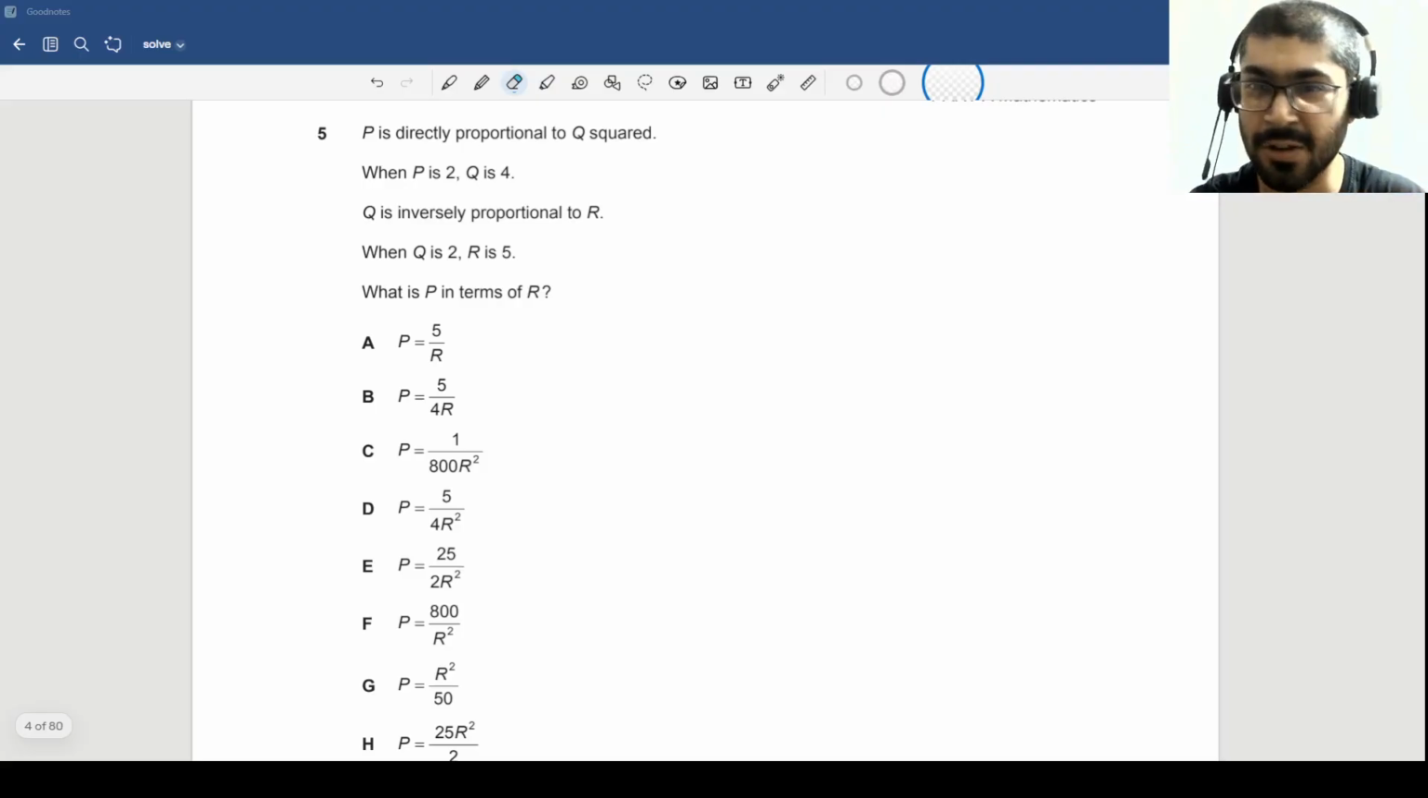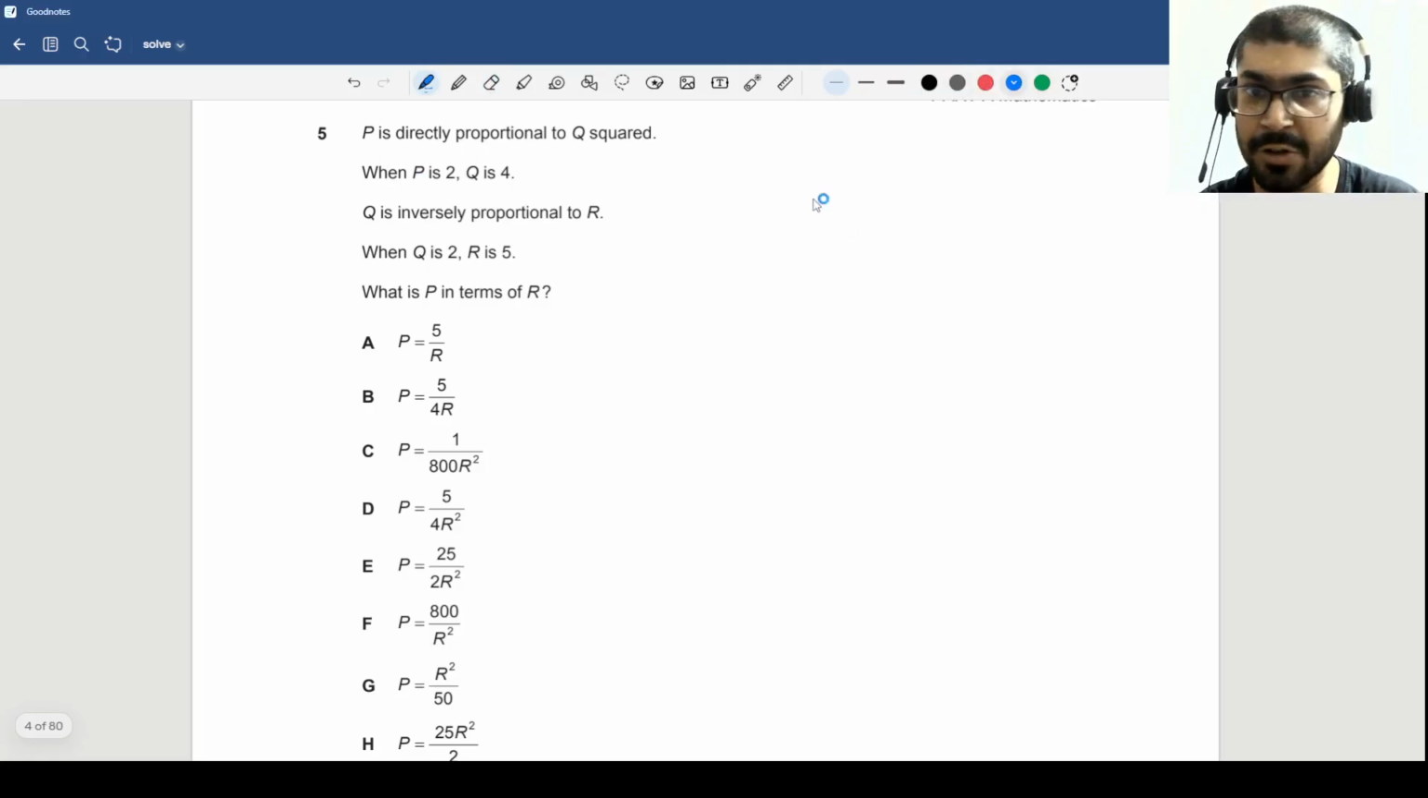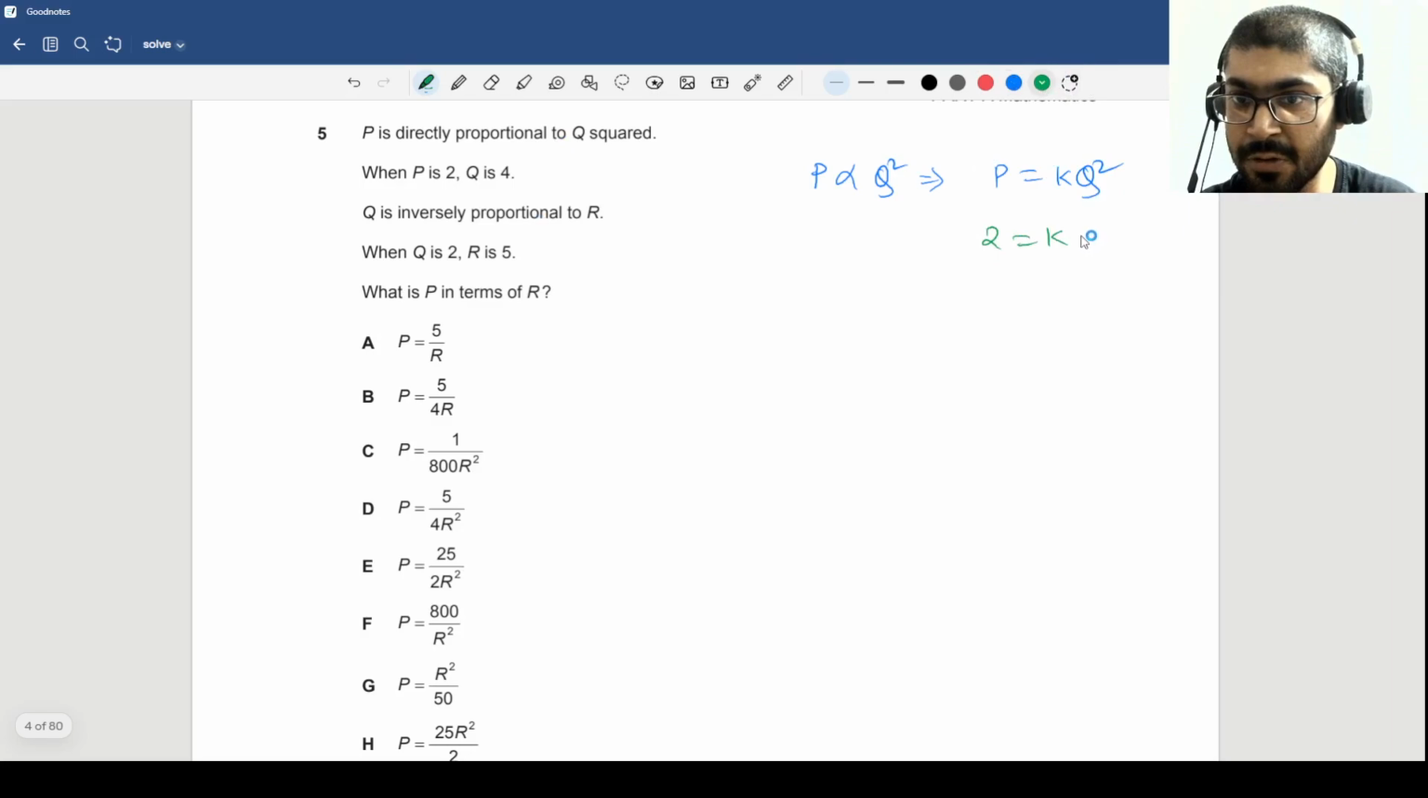So let us solve this. This falls under properties of proportions. Let's see what we can do to solve this. P is directly proportional to Q squared. So P is proportional to Q squared, which means P is equal to K into Q square. When P is 2, Q is 4. So 2 is equal to K into 4 square. So K is equal to 2 by 16, so 1 by 8.